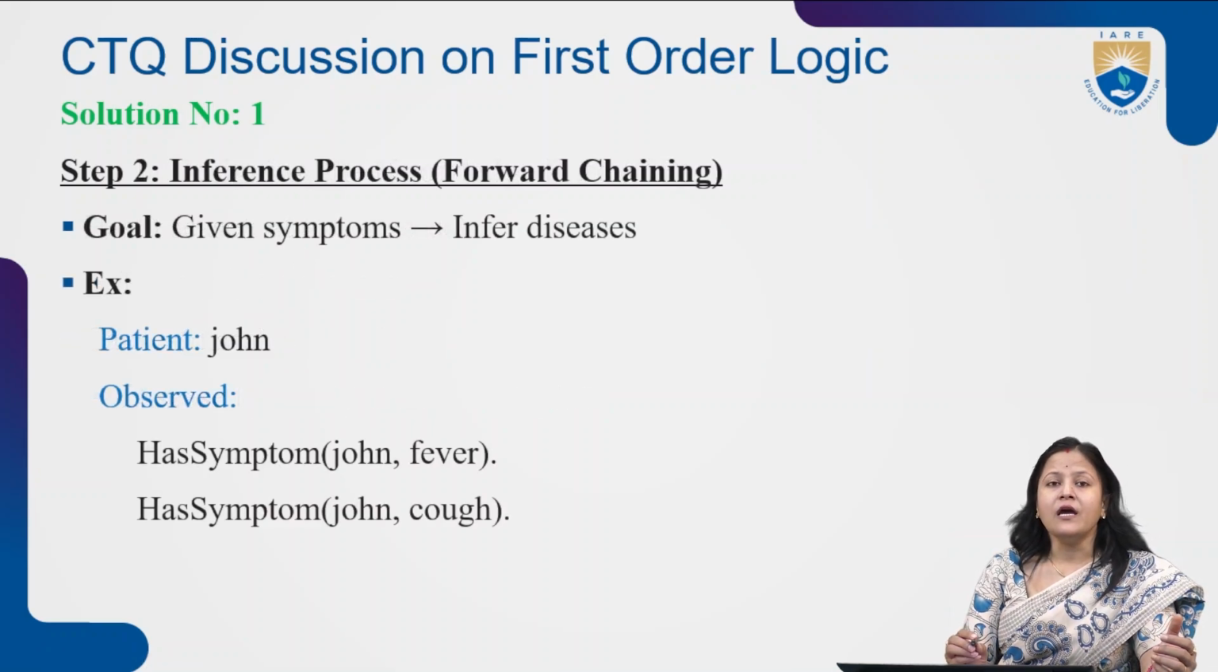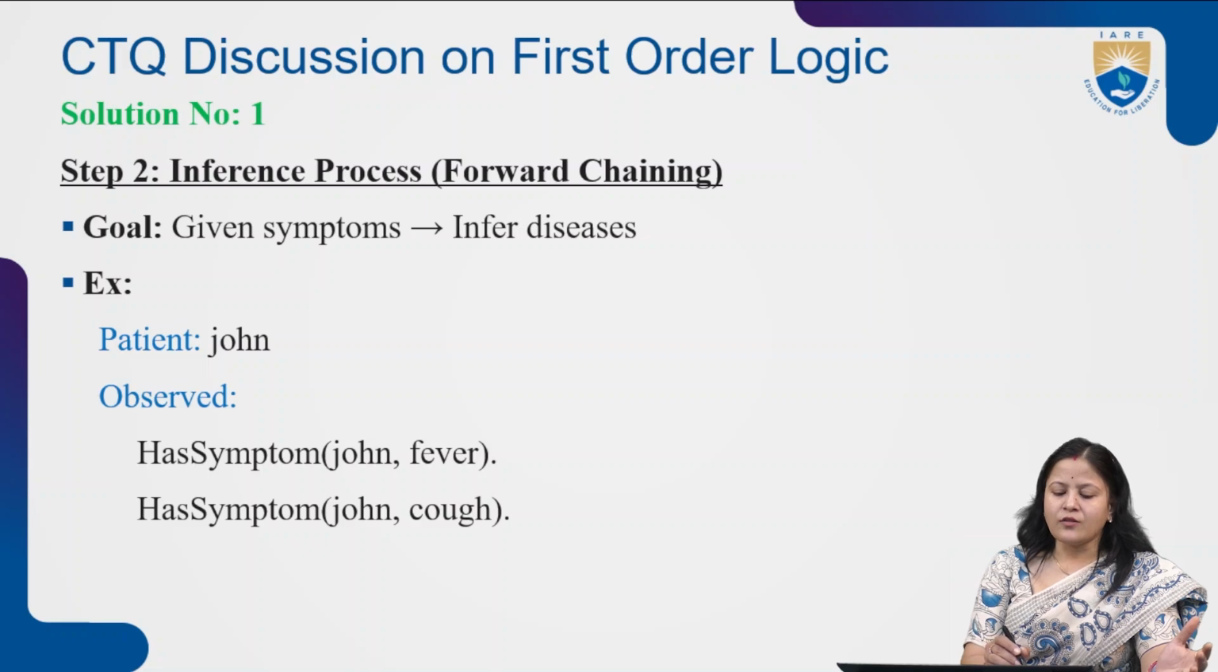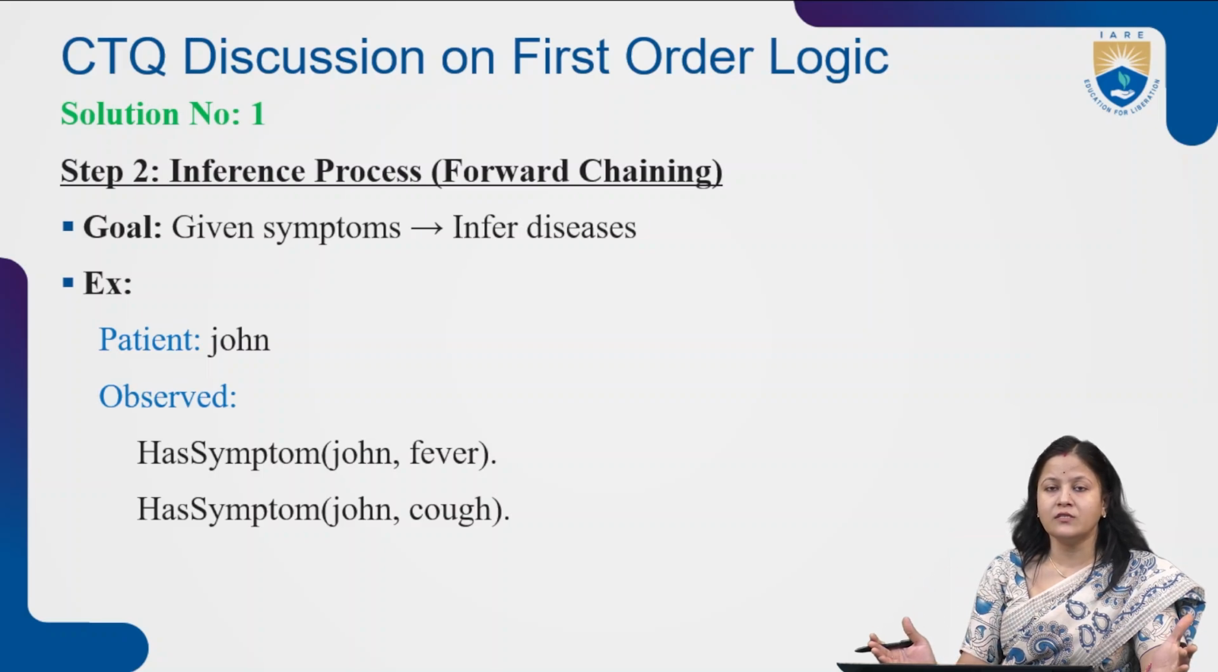Now step 2 is the inference process, which means the forward mechanism will be applied. For example, the goal of the inference mechanism is how the expert system can infer the disease based upon the symptoms. We will give some symptoms like a person is having fever and cold. So the machine should understand that fever and cold mean it can infer the result that the patient is having flu. So this type of inference mechanism we will apply.